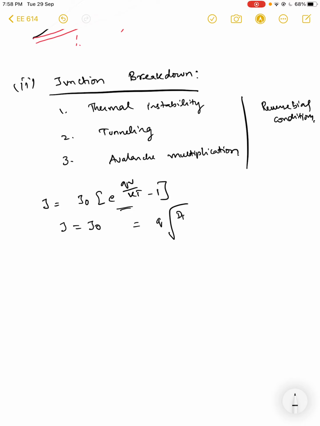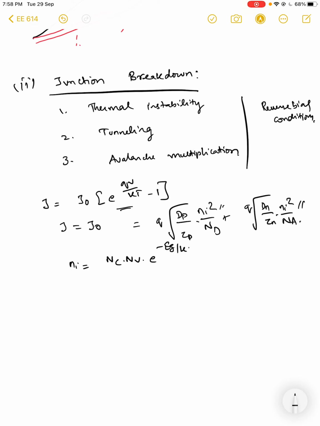Q root Dp by tau p, Ni square by Nd, plus Q root... So we see that the actual current is strongly dependent on the intrinsic carrier density, in fact on the square of the intrinsic carrier density. And we know the intrinsic carrier density is given by root of Nc Nv, e power minus Eg by KT. So the intrinsic carrier density is also a very strong function of temperature.